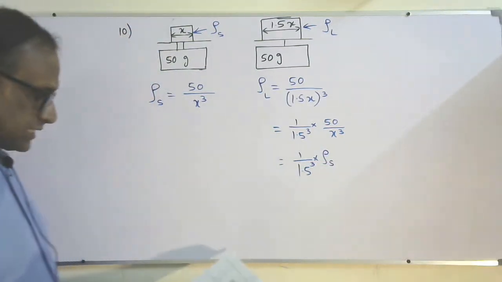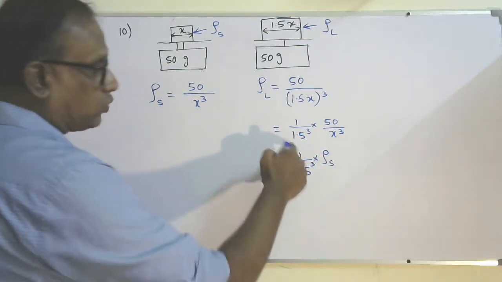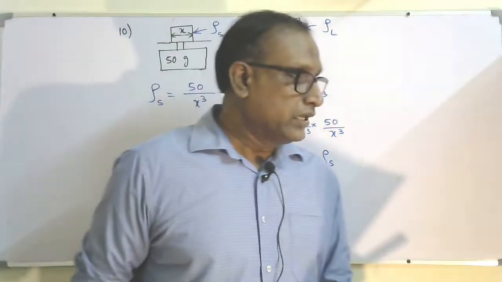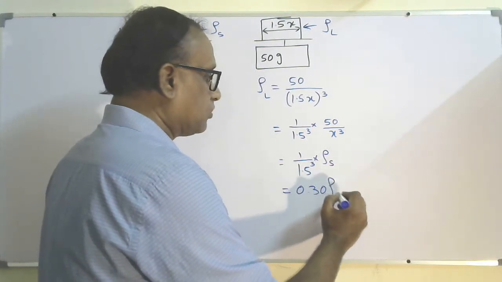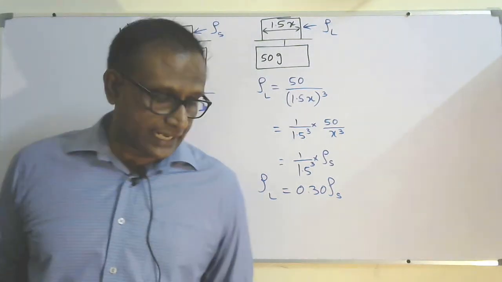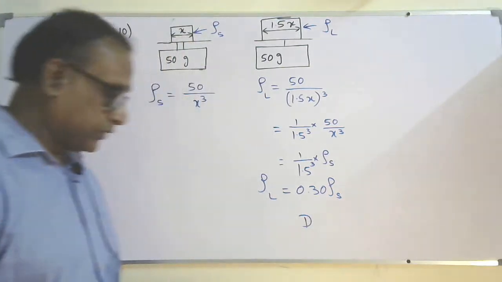So the question asks me to find the value of rho L in terms of rho S. Solve 1 over 1.5 cubed using a calculator. You will get 0.30 rho S. So rho L is equal to 0.30 rho S. So the correct answer for question number 10 is D.